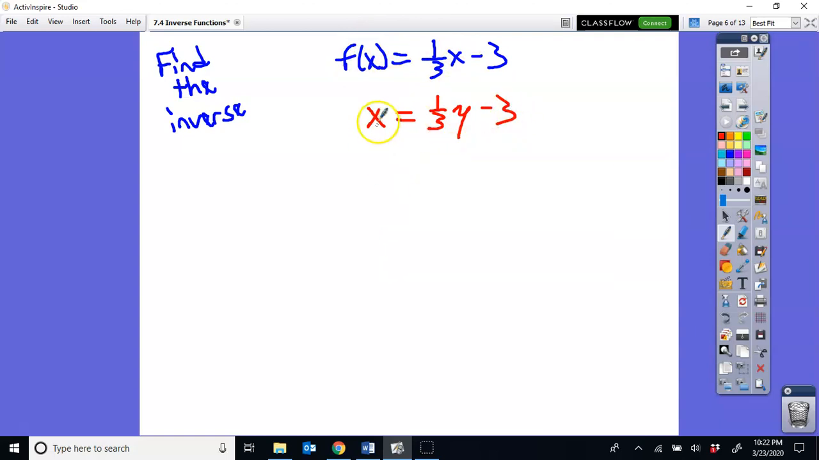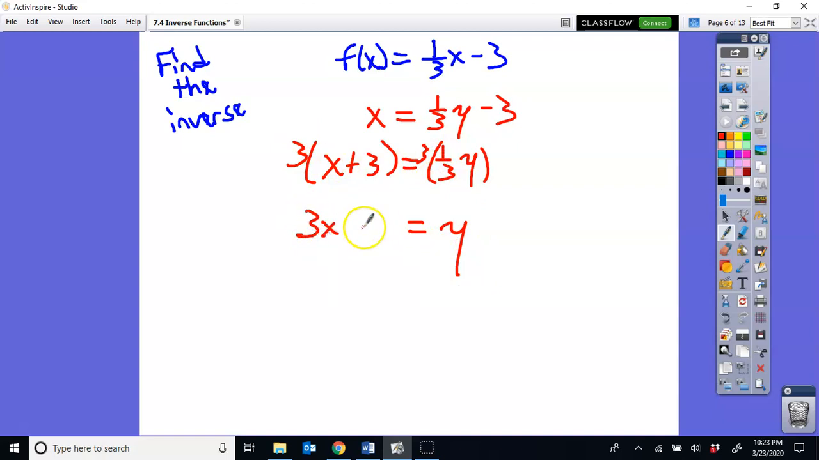So we add 3 to this side. That's going to be x plus 3. Now how would I get rid of 1/3 in front of the y? I multiply by 3. So if I multiply by 3, here's where you're going to have to be careful. You have to remember what to do. You have to multiply both sides completely by 3. It's going to cancel out the 1/3 here. It's going to give me 3 times x and 3 times 3, which would be 9. 3x plus 9.